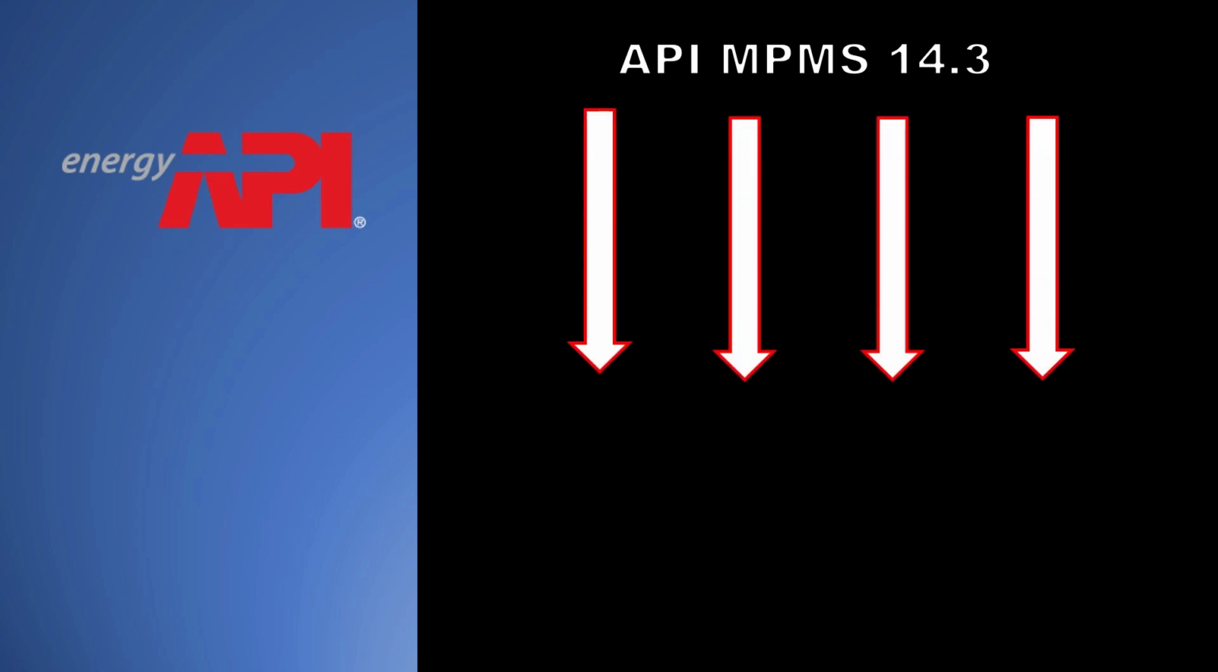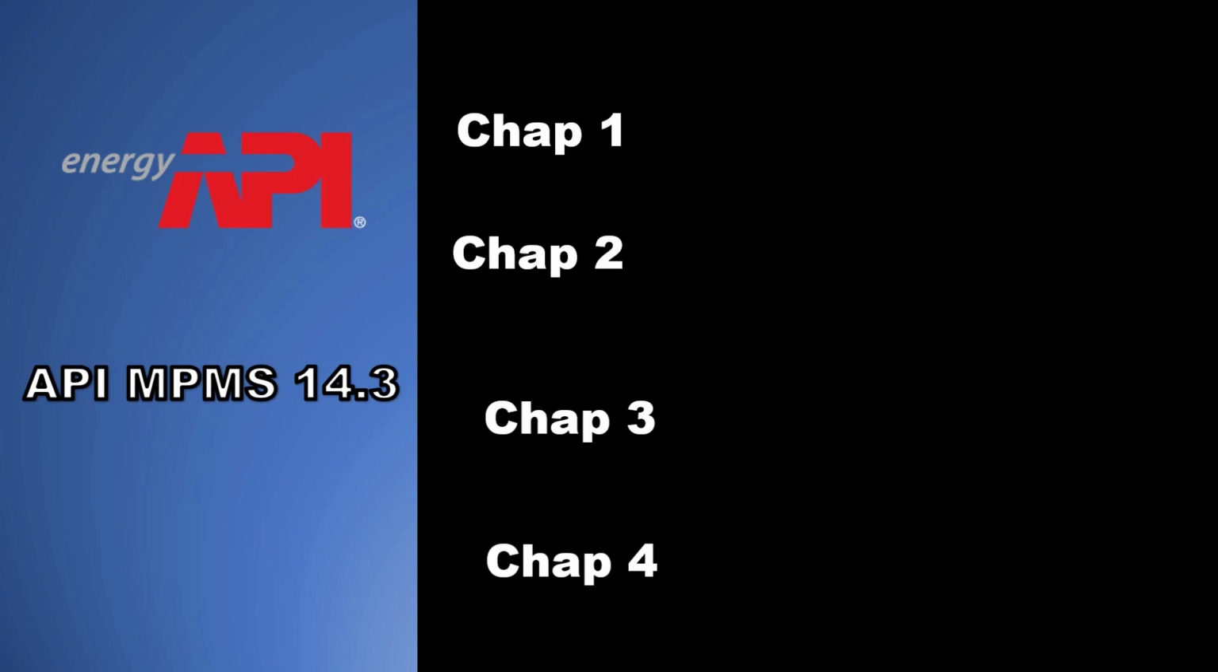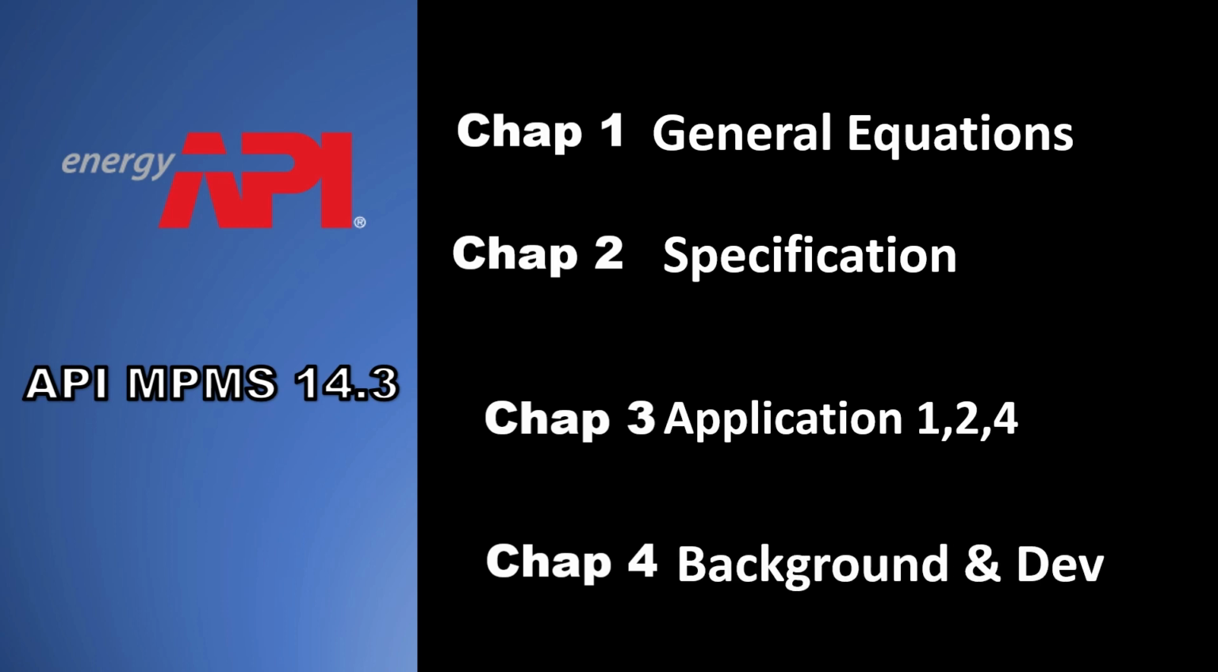Now, similar to this is another amazing standard, which is API MPMS 14.3. I personally love this standard. Very similar to ISO 5167, this is also divided into four parts, but they are called chapters: Chapter 1, 2, 3, 4. Let us try to understand what these chapters are. The first one stands for general equations. One thing to remember here is that all four deal with orifice plates only. The second one deals with the specifications, which is the most important of the four. The third one deals with application of chapters 1, 2, and 4. And finally, the fourth one deals with the background, how this was developed, etc.